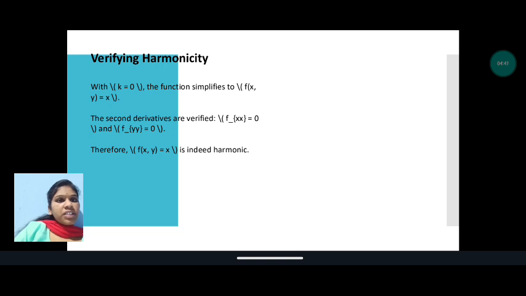Verifying harmonicity. With k = 0, the function simplifies to f(x, y) = x. The second derivatives are verified: fxx = 0 and fyy = 0. Therefore, f(x, y) = x is indeed harmonic.